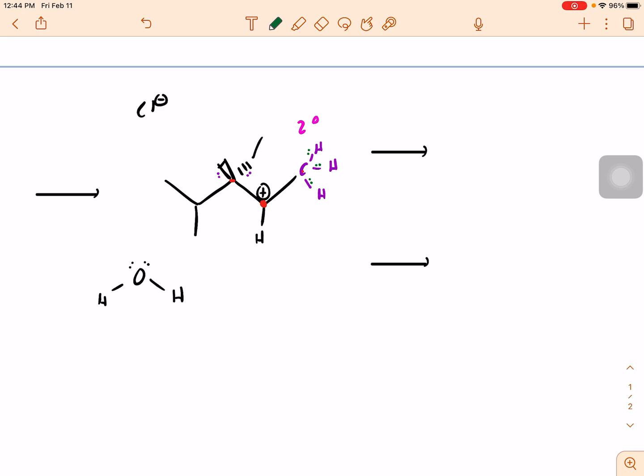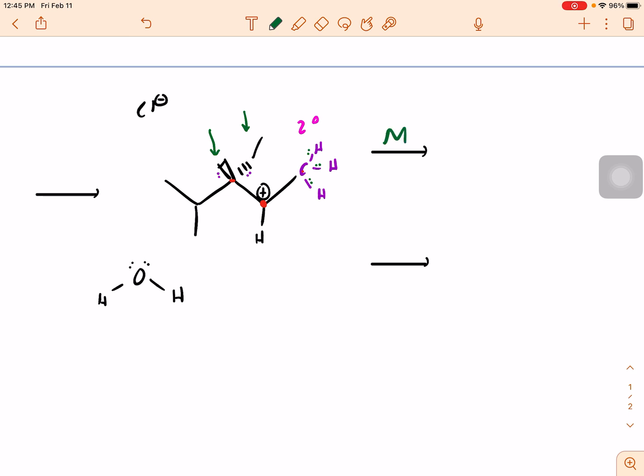It would be way more stable to move either this methyl group or this ethyl group because then we would end up with a tertiary carbocation. And we can move either one of them. There's no real preference for moving methyl groups versus ethyl groups because the main goal is just to get to a tertiary carbocation. So I'm going to draw both different kinds of carbocations that are tertiary.